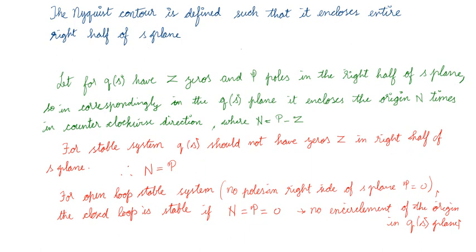Next, for an open loop stable system, that is, no poles in the right side of the S plane, in that case P is equal to 0, right? We know the open loop poles are equal to the poles of Q(S). I stressed that point 1 and point 2 in the very beginning of the lecture, right? So for the open loop stable system, P is equal to 0. So for the closed loop system to be stable, n is equal to P is equal to 0, no encirclement of the origin, right?